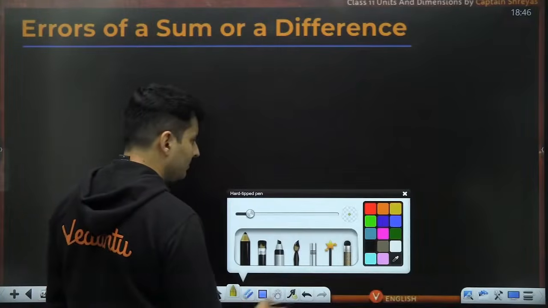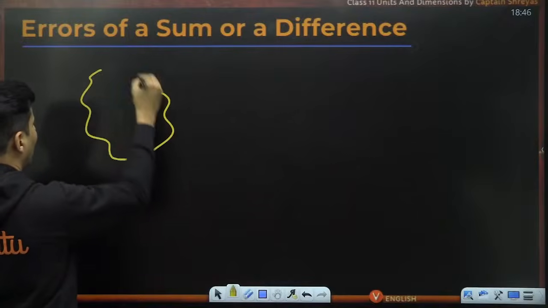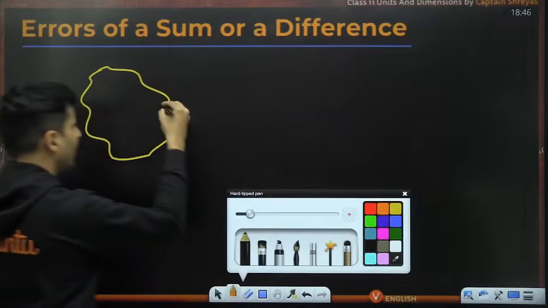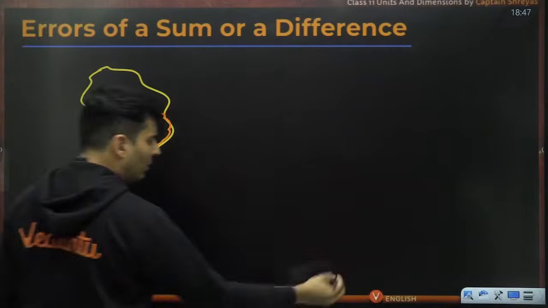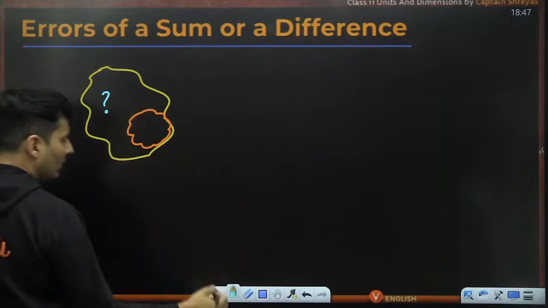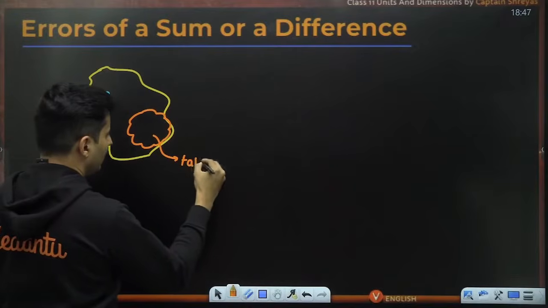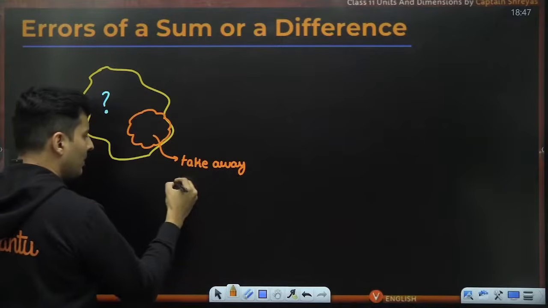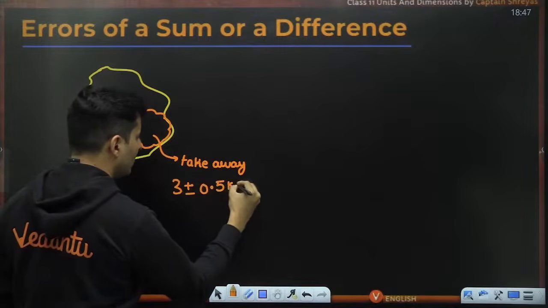Say for example, there is some bag full of rice. From that, I take away some rice. So some amount will be left out. So I'm taking it away. I take away some amount. How much amount do I take away? Maybe 3 plus minus 0.5 kg.